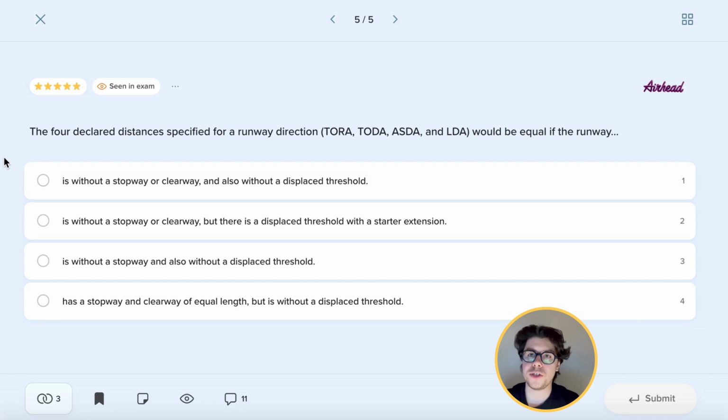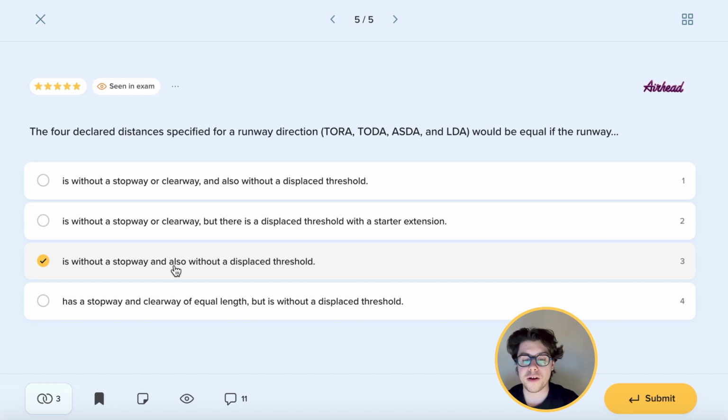And now going to last question about the runway declared distances for today's video. So the 4 declared distances specified for a runway direction, we have TORA, TODA, ASDA, and the landing distance available. They would be all equal, meaning balanced, if the runway is what? So of course, the correct answer here is if it has, of course, no stopway, no clearway, and no displaced threshold. The reason for this is that we use this usually for calculations to make it very simple.